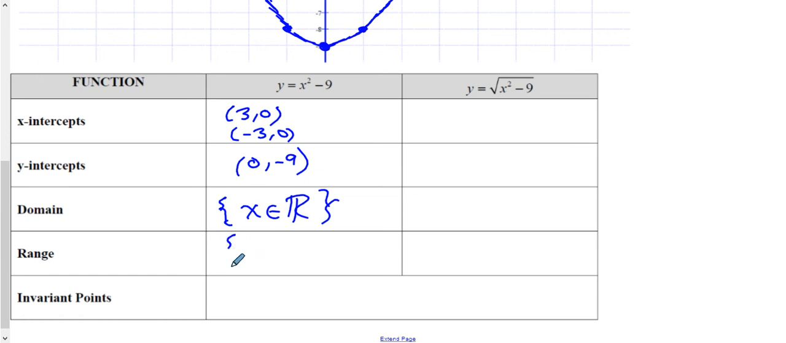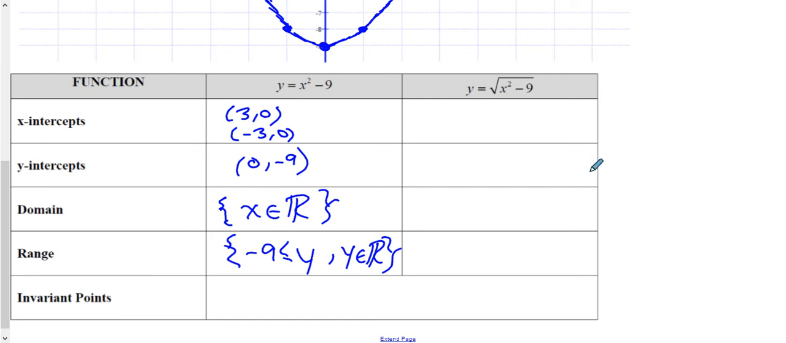Range. The lowest we went was negative 9, the highest is off to infinity. So we have negative 9. Y had to be greater than or equal to negative 9, and of course y is an element of the reals after that. Invariant points we'll deal with on the bottom here.